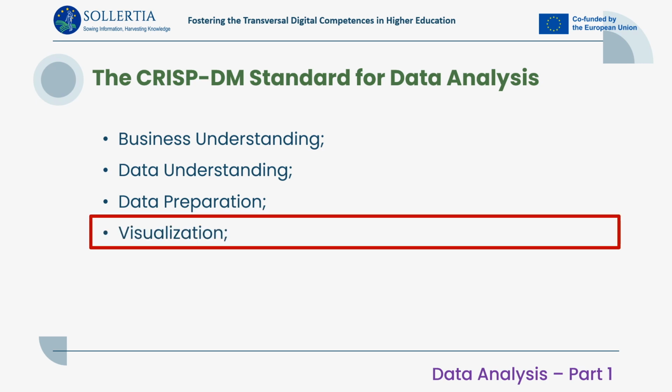Let's now talk about visualization. Visualization plays a crucial role in data analysis, acting as a bridge between complex datasets and human understanding. It often serves as an essential tool for interpreting and communicating findings effectively. It transforms abstract numbers and data into visual formats like graphs, charts, and maps, making it easier to identify patterns, trends, and anomalies that might otherwise go unnoticed in raw data.